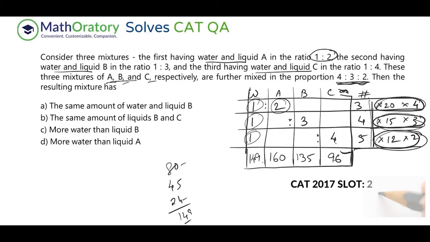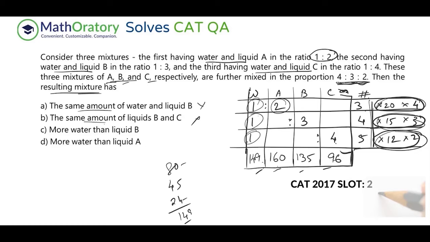So as soon as you get these numbers, now whatever is required, you can figure out, right? So basically in this question, you're looking for the resulting mixture, and one of these options will be correct. So let's check this out. Same amount you can ignore because nothing has the same amount, right? You can check all these numbers. So A and B are straight away out. C says more water than liquid B.